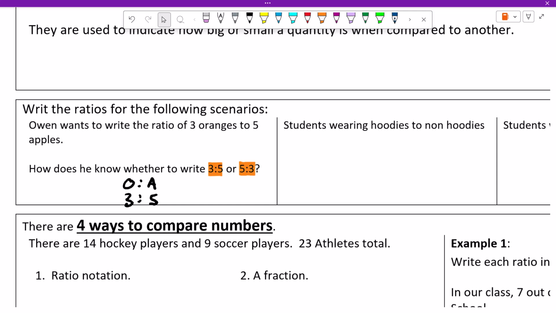Okay? So now our next ratio we want to write down is comparing students wearing hoodies to non-hoodies. Right? So we're going to write down maybe H for hoodies and N for maybe no hoodies. Right? That's the order the information was asked for. So let's look at this class.